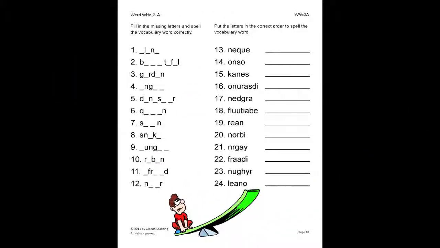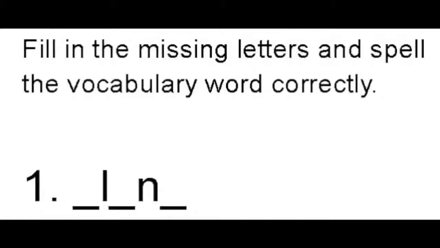Here, the student will fill in the missing letters and spell the vocabulary word correctly. Let's do number 1, for example. Since we are familiar with our vocabulary words, we know alone would be the correct word here since we are given the 2nd and 4th letter. So we will fill in the missing letters on the space provided.